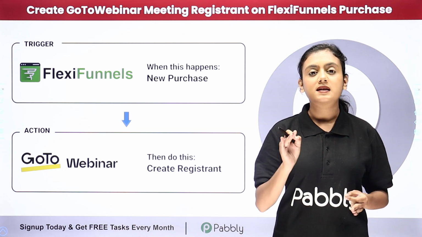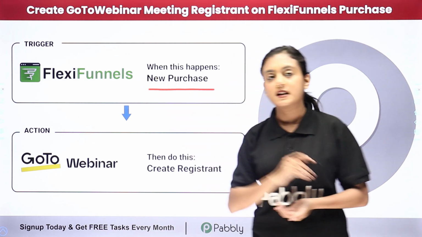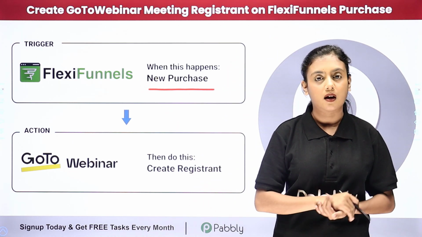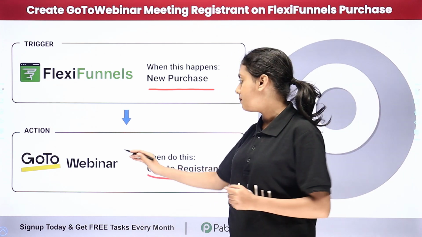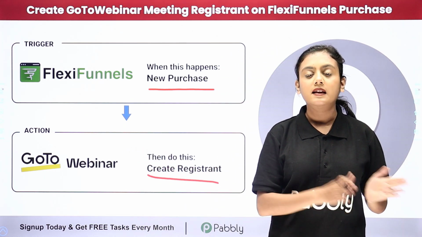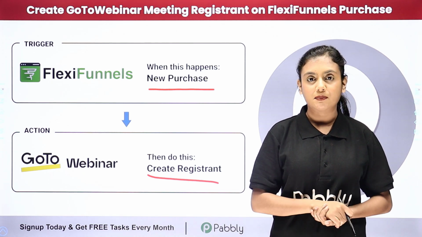Here what I want is that as soon as any of the participants makes a new purchase using FlexiFunnels, they're going to purchase the webinar pass. I want to create that participant as a registrant in my GoToWebinar account in the webinar session that I'm hosting. Now doing this manually is very time consuming.